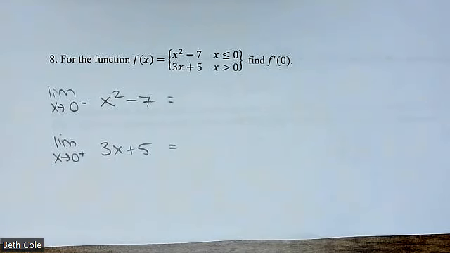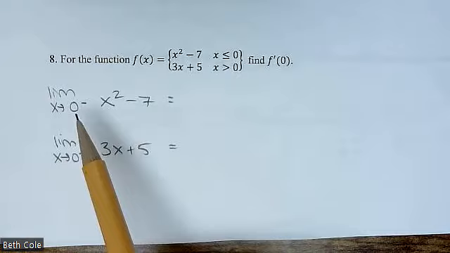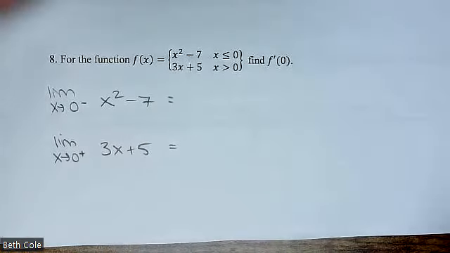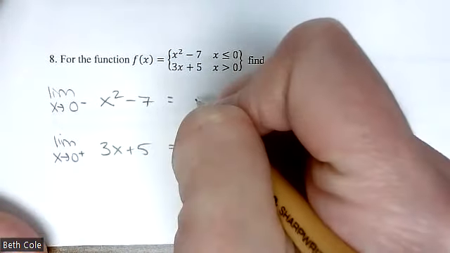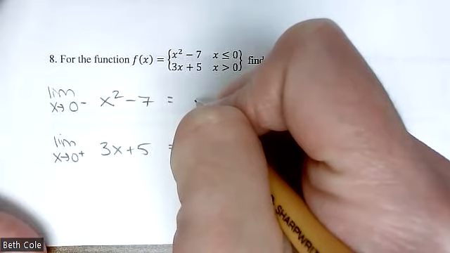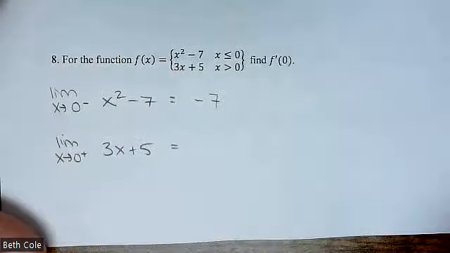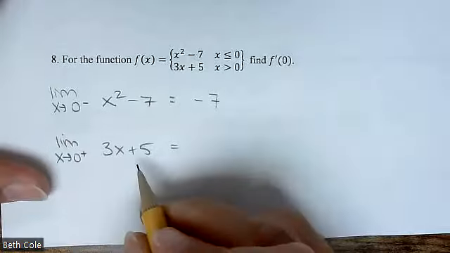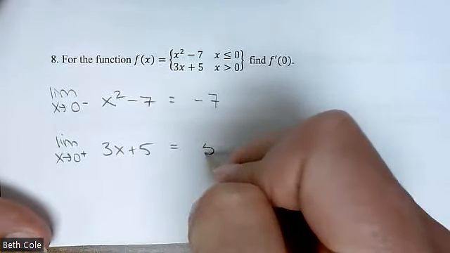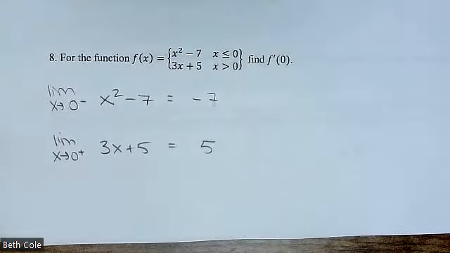Because if they don't, then you don't have to do any more work, right? Essentially, you're just plugging in 0. You just have to write your notation to get credit on free response problems. If you plug in 0 to this first one, what do you get? -7, right? And if you plug in 0 to this one, 5. So do they link up?